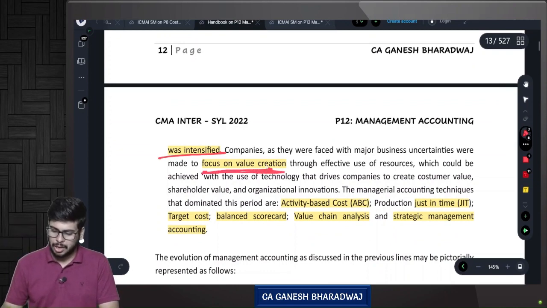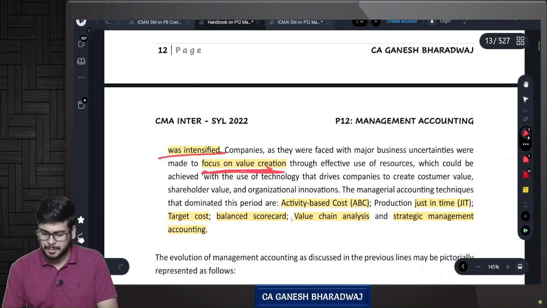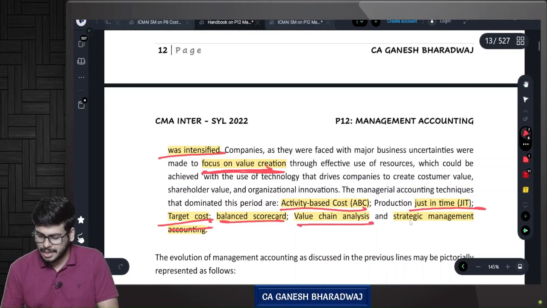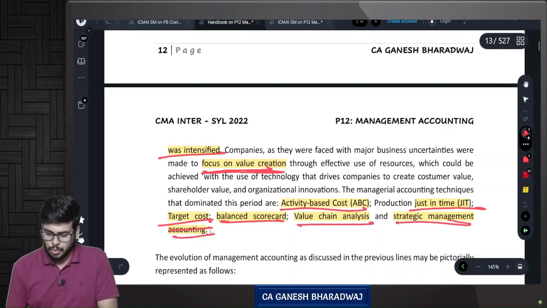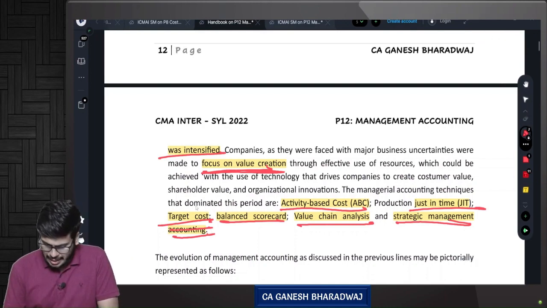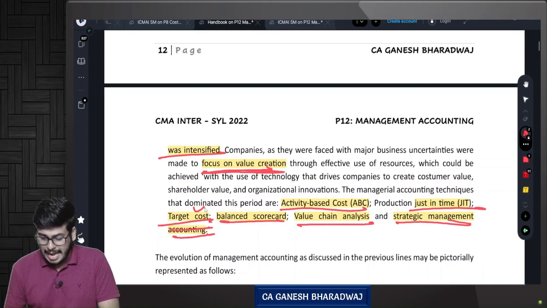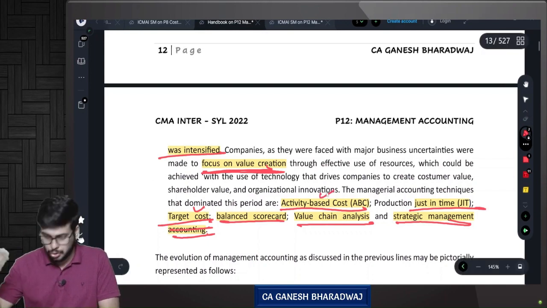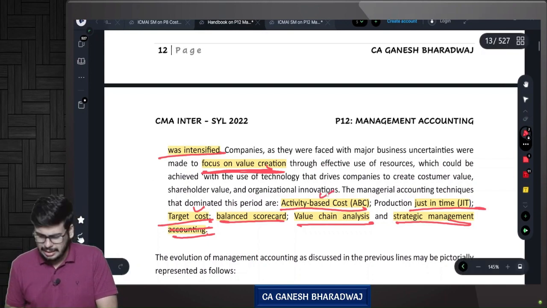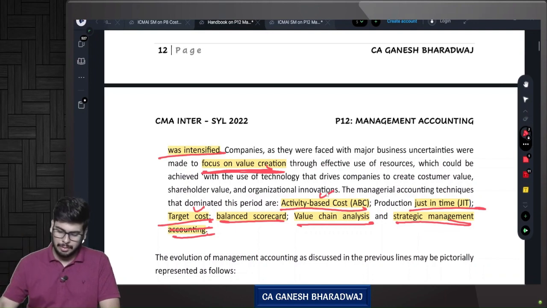The managerial accounting techniques that dominated this period were ABC, activity based costing, just in time, target cost, balanced scorecard, value chain analysis, and strategic management accounting. All of this, what it is and so on, we will be seeing in the respective chapters. In fact, target cost is a part of your CMA final syllabus. Activity based costing is chapter number 2, which we will be seeing next. So certain areas we will see here, and certain areas we will see in final.